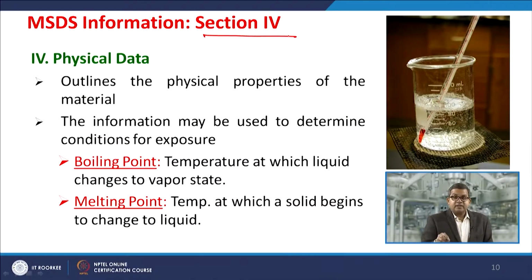This particular section, section 4, usually in all MSDS, possesses very useful data, that is the physical or chemical data. Physical data comprises outlines of the physical properties of the material. This information may be used to determine conditions for exposure, like boiling point, the temperature at which liquid changes to vapor state, which must be listed, and melting point, the temperature at which the solid begins to change to liquid. And remember, whenever all this information is given, it is also necessary to mention the process adopted for determining these physical parameters.